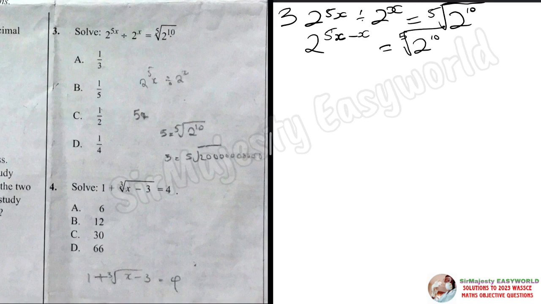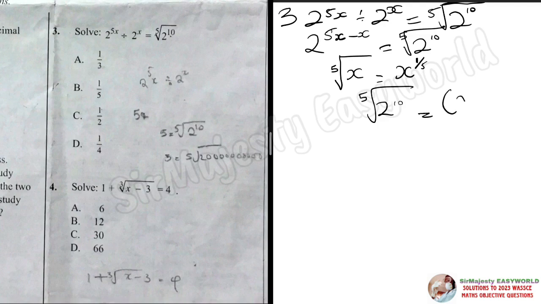Remember in indices, when we deal with the root of a particular number, it's safe to say that it is the base raised to the power 1 over that particular root. So the fifth root of 2 raised to power 10 can also be written as 2 raised to power 10, raised to power 1 over 5. And when we have something like this, we can multiply both powers together as another law of indices. So that will be 2 raised to power 10 times 1 over 5. This will be 10 over 5, which is 2, so that will be 2 raised to power 2.